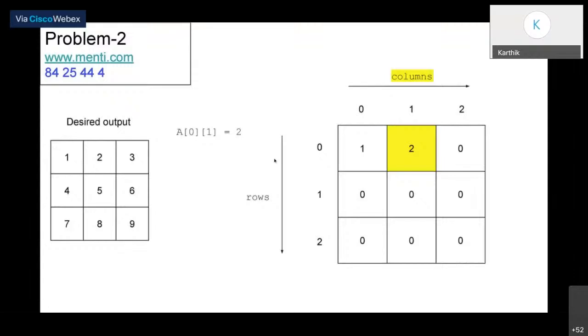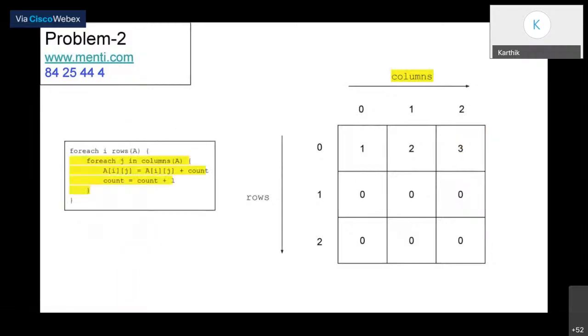Okay, so A01 is nothing but 0th row, or depending on how you index, 0th row, first column. So that should be 2, and A02 should be 3. Right? So we can keep doing this. What we really are looking at is we are going to iterate through all the rows. For any given row, we need to go through the columns one by one, right? And for a given column, we have to add count to it, right?